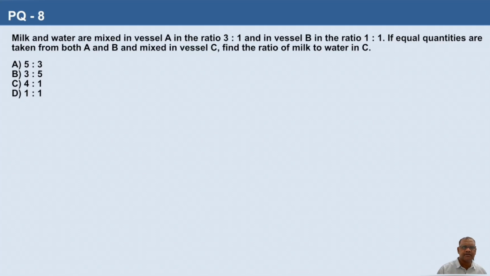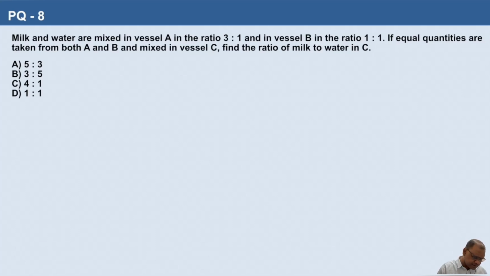Question number 8. Milk and water are mixed in vessel A in the ratio of 3:1 and in vessel B in the ratio of 1:1. If equal quantities are taken from both A and B and mixed in vessel C, find the ratio of milk to water in vessel C.